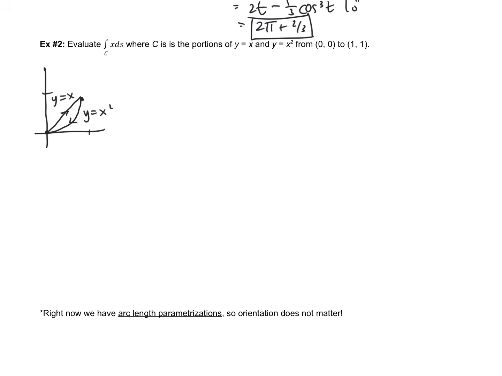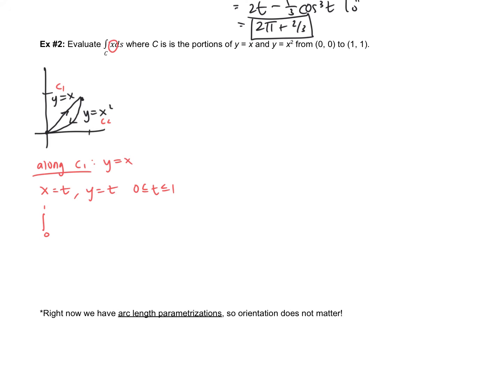So in this case, we actually have two curves that we need to consider. So we're going to call that first curve y equals x, and we're going to call the second curve y equals x squared. So I'm going to start along C1, which is y equals x. So in this case, this is a pretty easy parameterization. x I can call t, y I can call t, so then t is between 0 and 1.